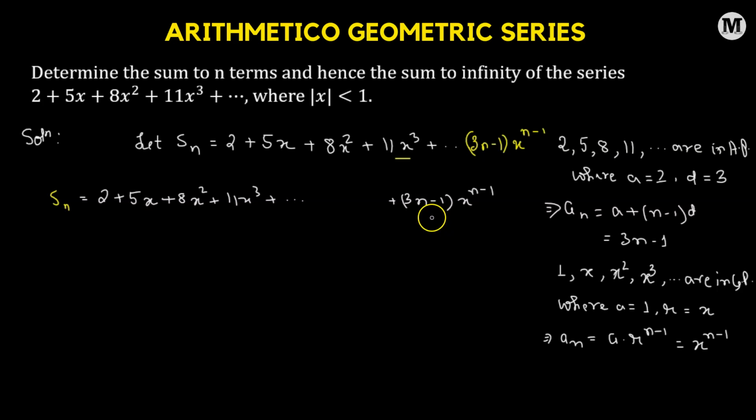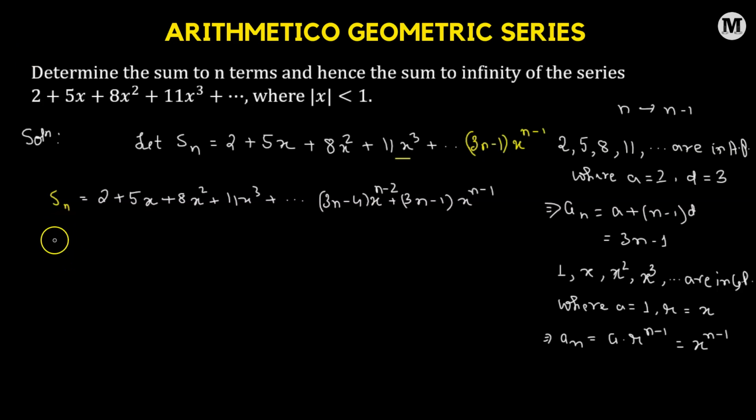Now to find out the second last term, we have to replace the n value here with n minus 1, because n minus 1 is previous to that of n. So when we substitute n with n minus 1, we're going to get 3n minus 4. To it we have to multiply x raised to the power of n minus 2. So this gives us the second last term.